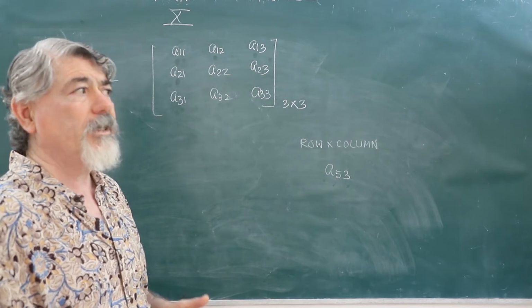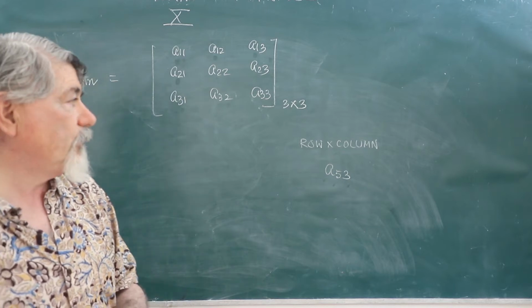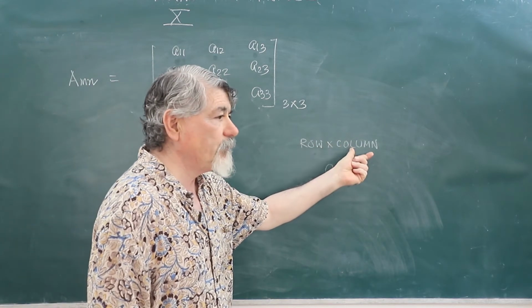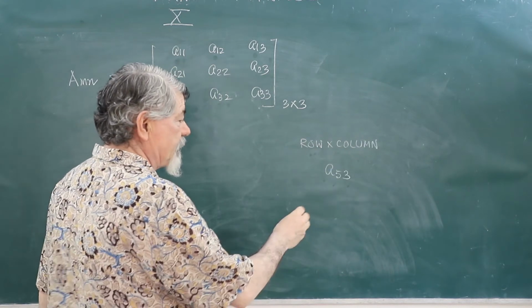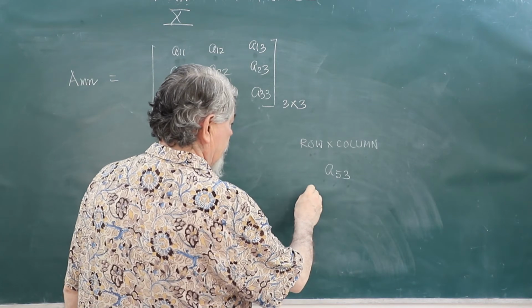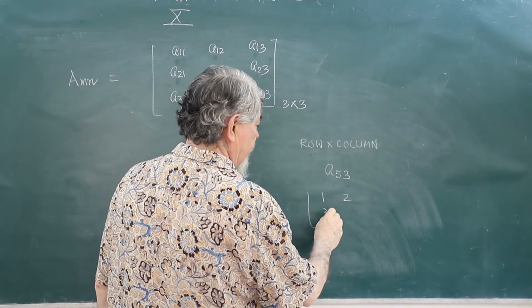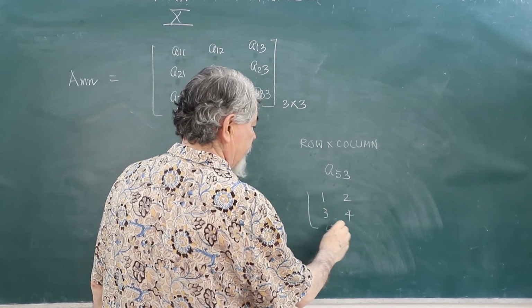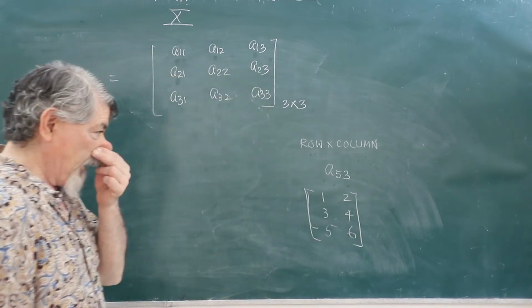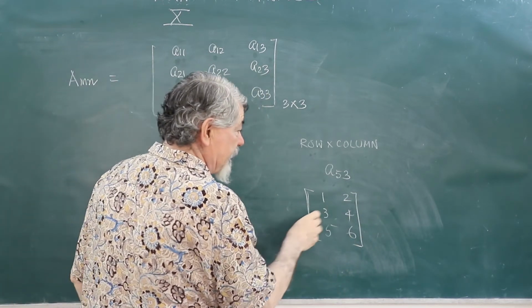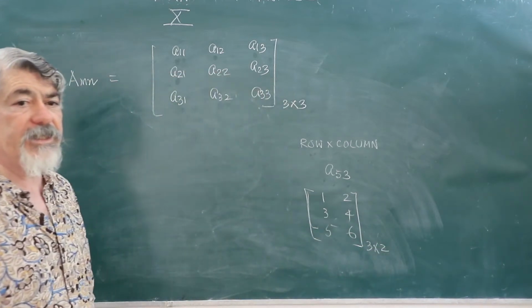Order of the matrix is number of rows into number of columns. Row will always come first, column will come later. Suppose I write a matrix like 1, 2, 3, 4 and 5, 6, for example. How many rows does it have? It has 3 rows and 2 columns. So the order of this matrix is 3 into 2.